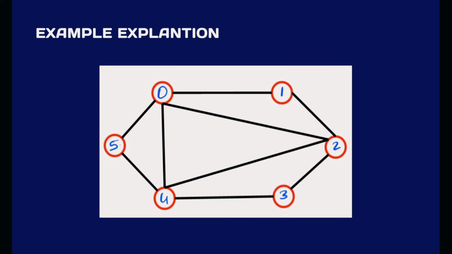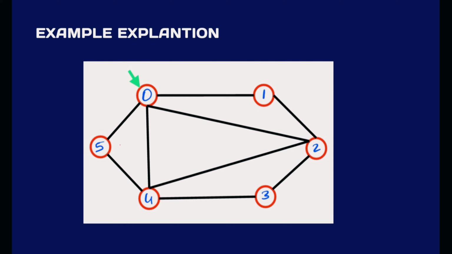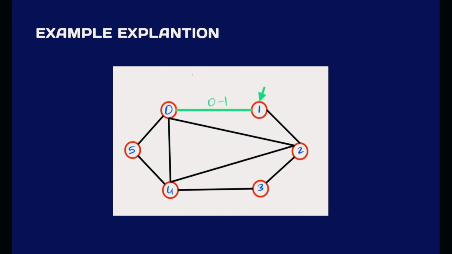Again, I am repeating the point: all the vertices have even degree, so it has an Euler circuit. So we can start from any vertex. Here I am starting at vertex 0, and from 0 I can go to 1 or 2 or 4 or 5. I can select any edge because there is no bridge. Here I am going to 1. Now the path becomes 0, 1.